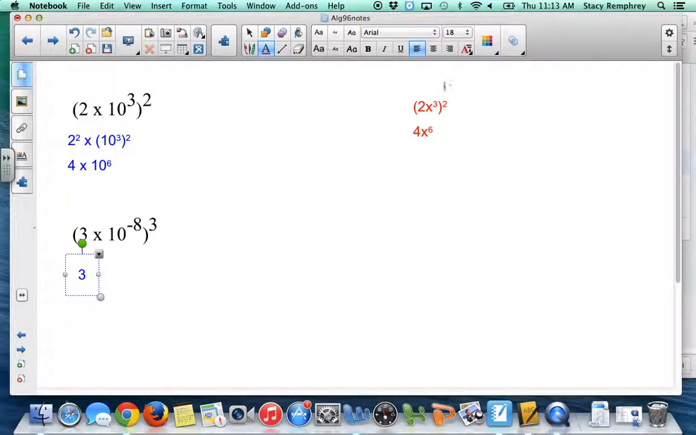Okay, this will give me 3 to the 3rd times 10 to the negative 8, cubed. I'm cubing that one too. So that'll give me 27 times 10 to the negative 24, multiplying the exponents. That's not in scientific notation, so I'm going to do a little bit more. And that's going to become 2.7 times 10 to the negative 23, which will be your final answer. And that concludes the 9-6 notes.